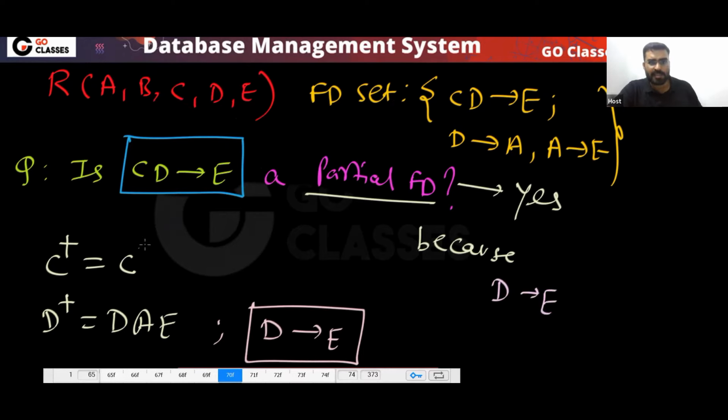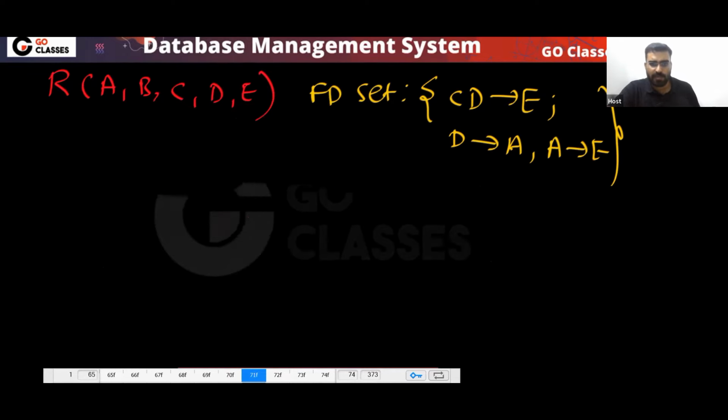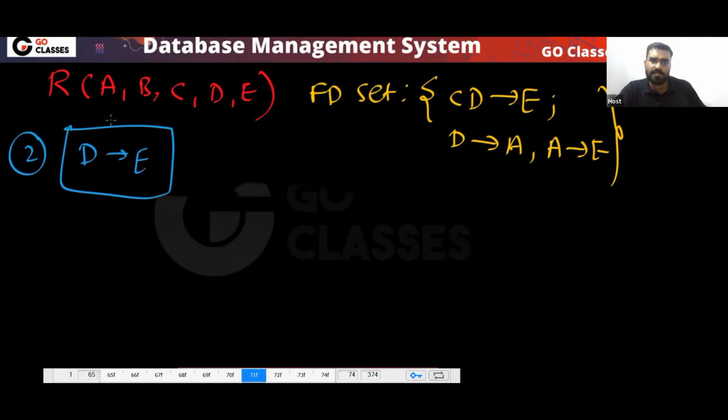So remember, this is partial FD. Is this clear to everyone? Tell me, what about D determines E? Is this partial? This is full functional dependency.